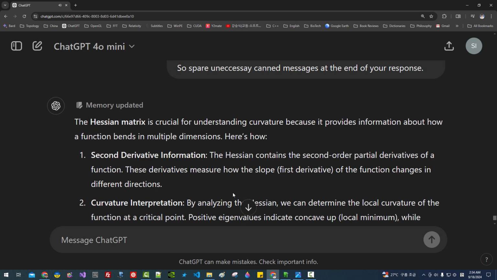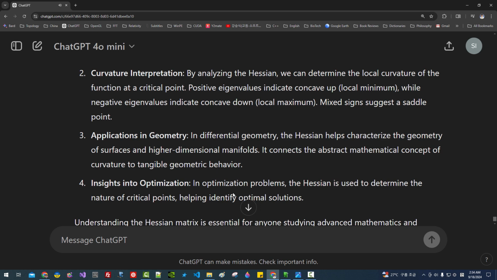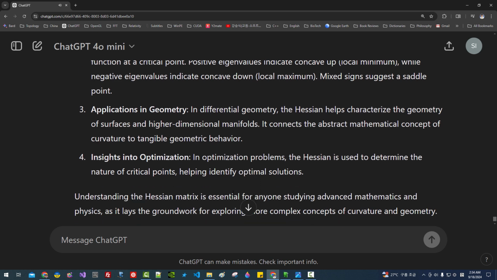The Hessian matrix is crucial for understanding curvature because it provides information about how a function bends in multiple dimensions. Here's how. 1. Second derivative information. The Hessian contains the second-order partial derivatives of a function. These derivatives measure how the slope, first derivative, of the function changes in different directions. 2. Curvature interpretation. By analyzing the Hessian, we can determine the local curvature of the function at a critical point. Positive eigenvalues indicate concave up, local minimum, while negative eigenvalues indicate concave down, local maximum. Mixed signs suggest a saddle point.